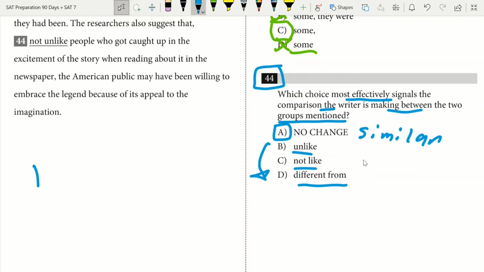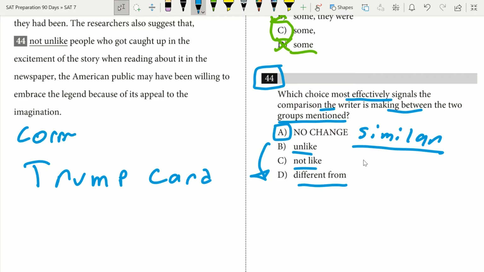So I'm calling this the trump card SAT writing trick, because in this case we're talking about how the correct relationship trumps everything, okay? The correct relationship between two ideas is going to trump everything. Okay, so in this case, let's take a look.